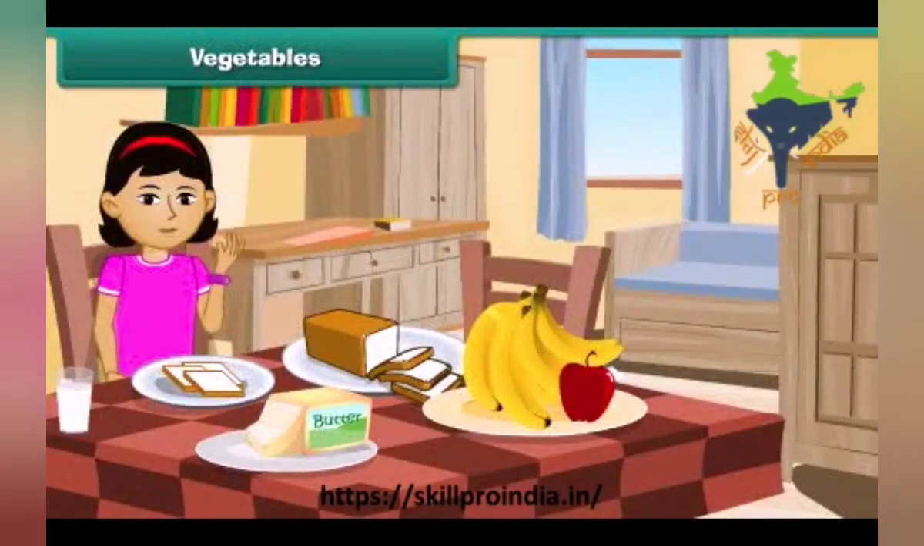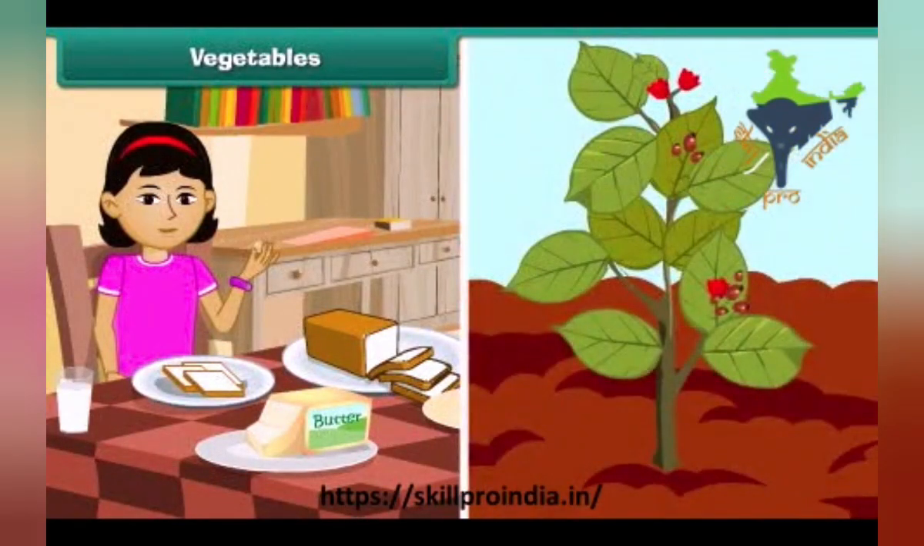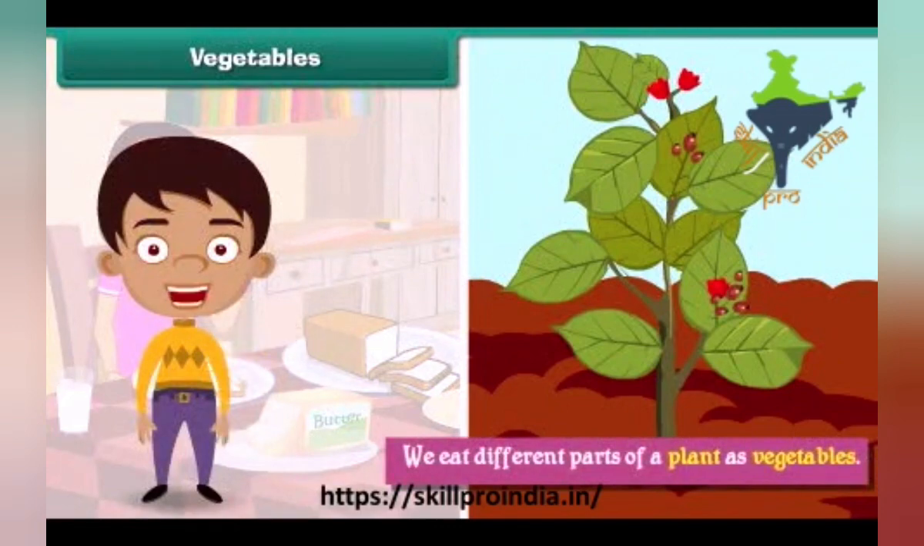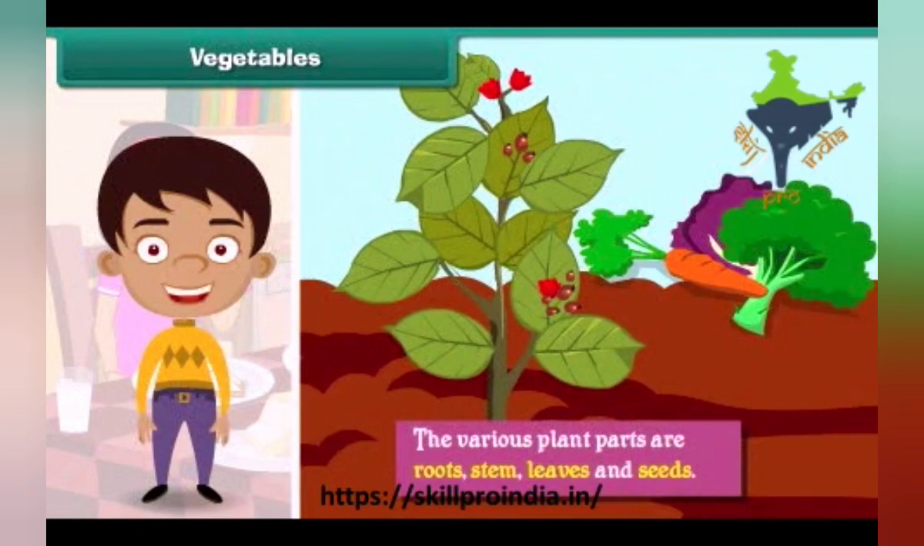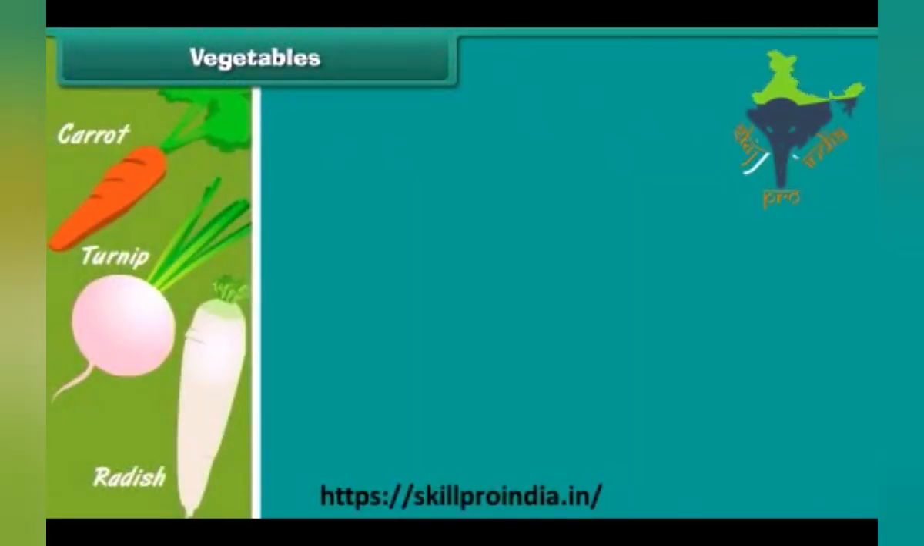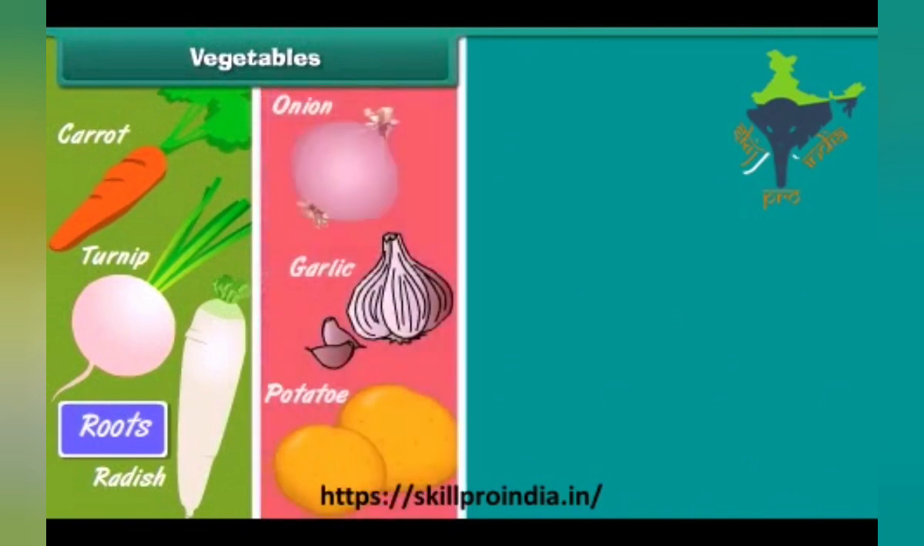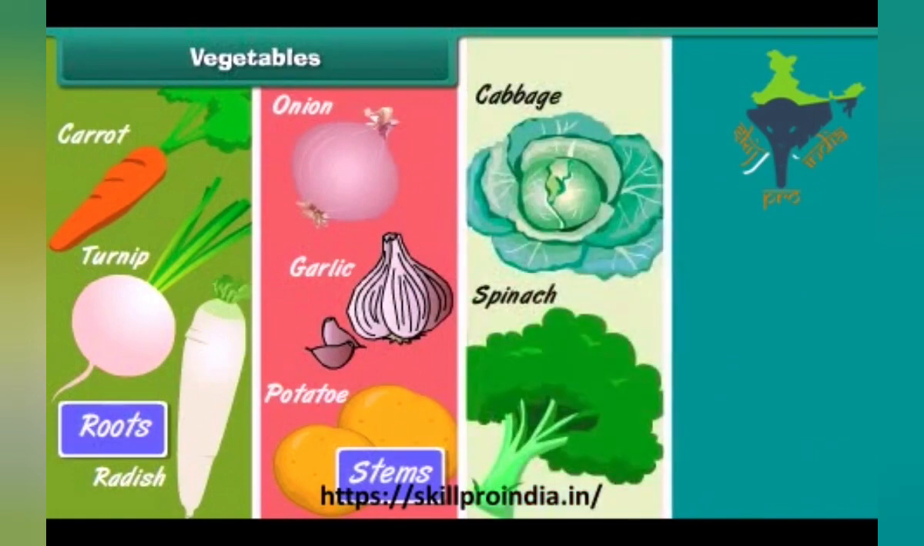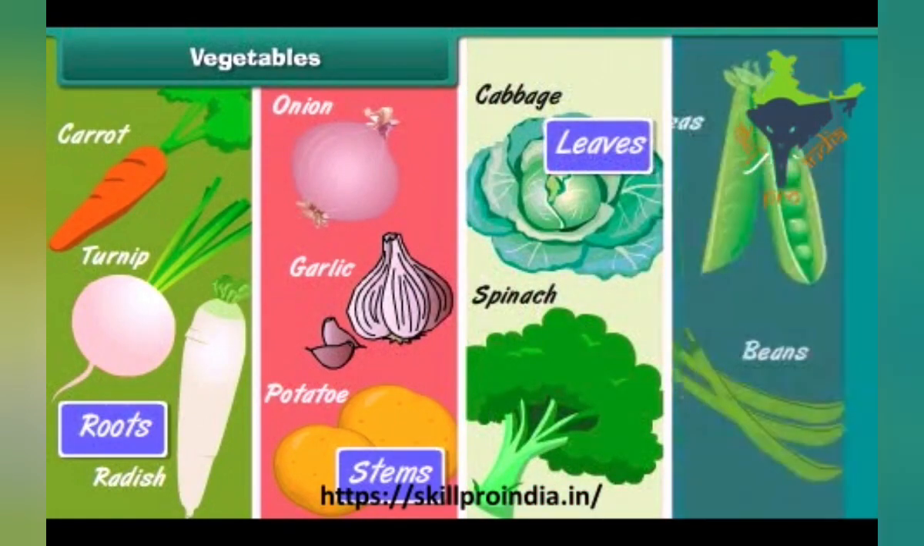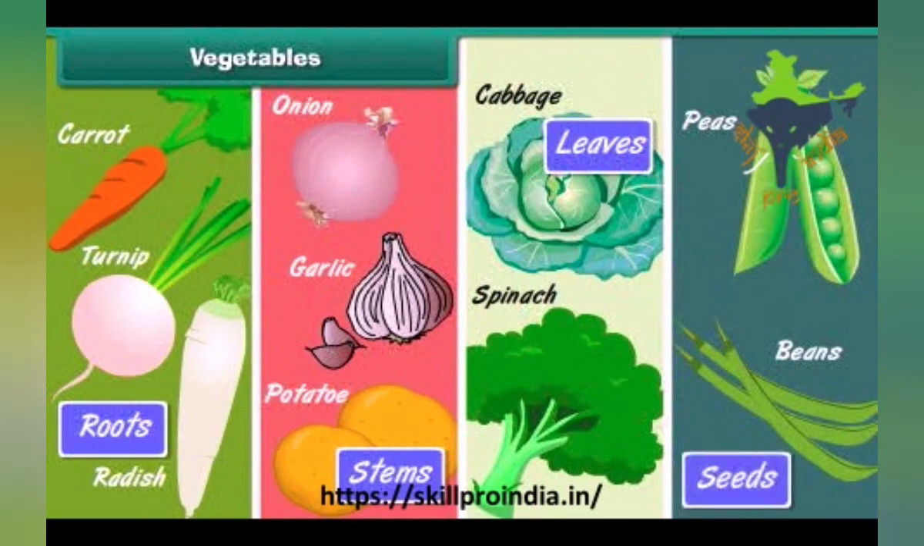Vegetables. We get our food from plants. The various parts of plant are eaten as vegetables. We eat different parts of a plant as vegetables. The various plant parts are roots, stem, leaves and seeds. Carrots, turnips and radish are roots. Potatoes, onions and garlic are stems. Spinach and cabbage are leaves. Peas and beans are seeds.